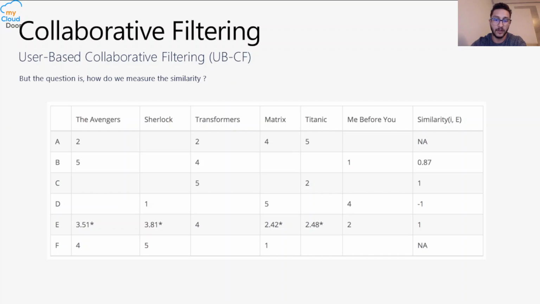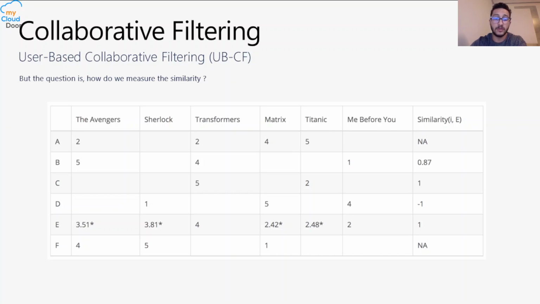So in this table, since users A and F do not share any movie ratings in common with user E, their similarities with user E are not defined in Pearson correlation. Therefore, we only need to consider users B, C, and D. So based on Pearson correlation, we can compute the following similarities, which are in the last column.